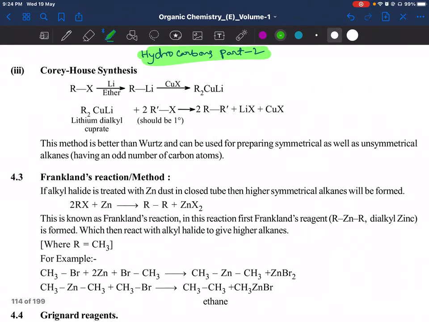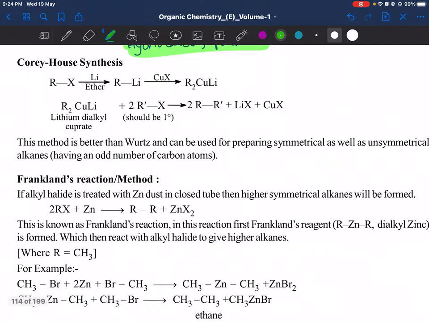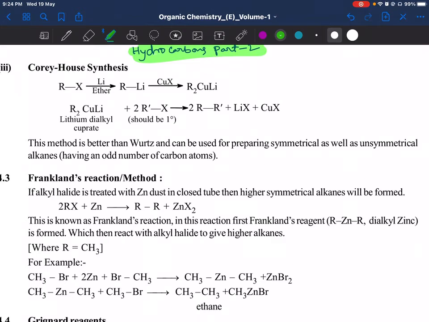That means by using this one, we can prepare even number and odd number of alkanes also. This method is the best method. Unlike Wurtz's reaction, symmetrical as well as unsymmetrical alkanes, having odd number and even number of carbons, can be prepared by using Corey-House synthesis.